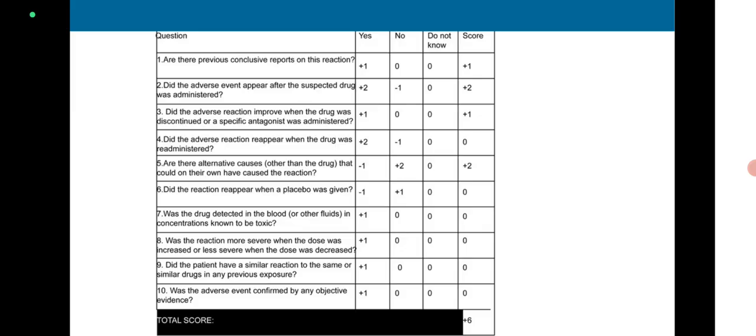Next question: did the reaction reappear when a placebo was given? If the answer is yes, we give a -1 mark. If the answer is no, we give +1 mark, and if we do not know the answer, we put 0.